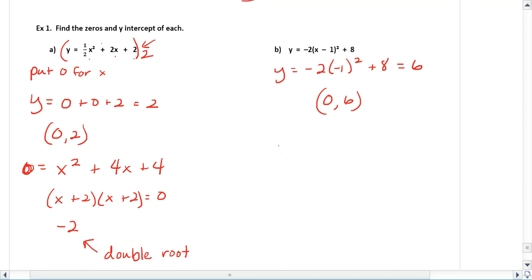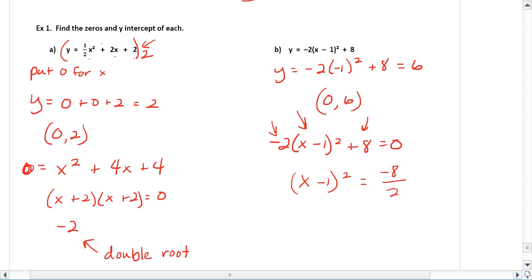Now we need to solve this for the zeros, or the x-intercepts. So we're going to set y equal to 0, because that's where the x-intercepts live. And this looks like it's set up nicely for the square root method. In that method, I need to isolate the squared term. So I'm going to get rid of this 8 and get rid of this -2 for my first steps. So if we subtracted an 8 from both sides and then divided by a -2, we would get a 4.